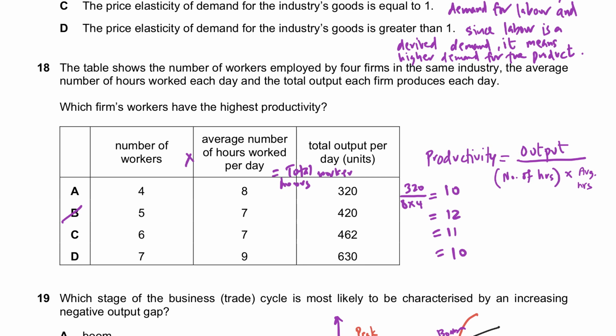produced per worker hour. If I do this same for all the different options, I'll find which firm's workers have the highest productivity, and the answer would be firm B, because 75 times 5 is 35, 420 divided by 35 would give you 12, which is highest as compared to other options.